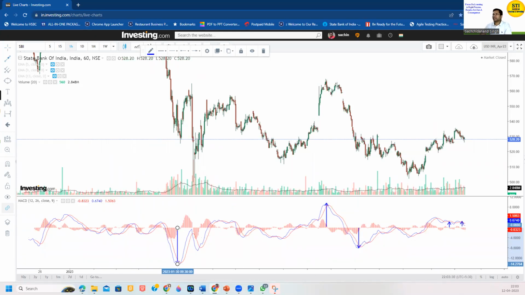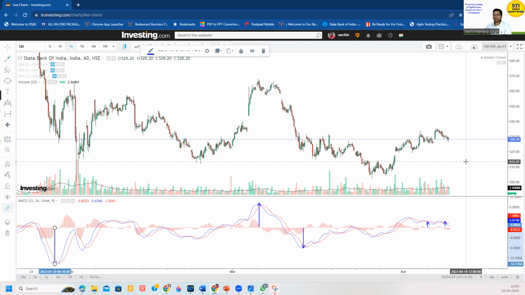Okay, is there any other question on this MACD indicator? Otherwise, we'll move to the next one.